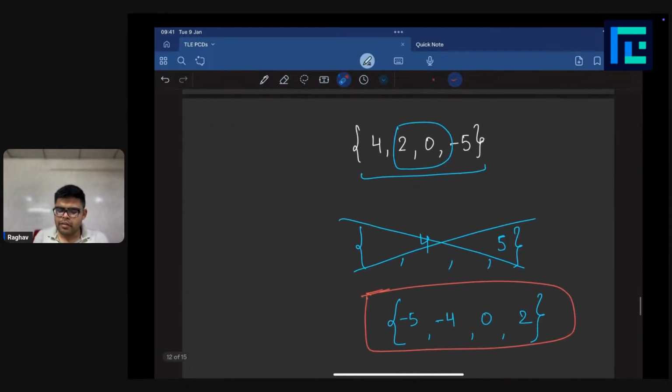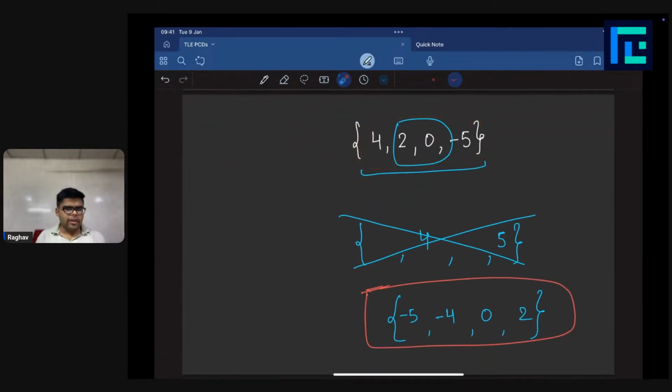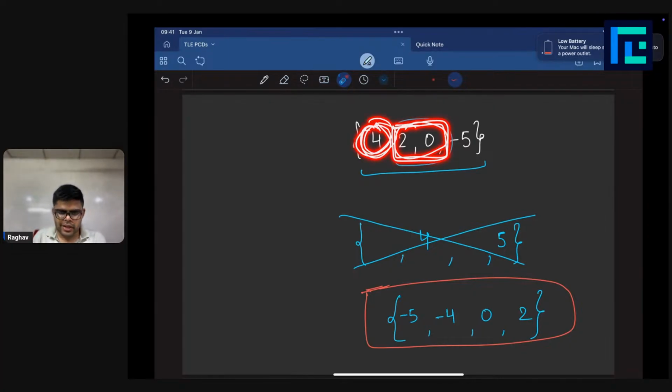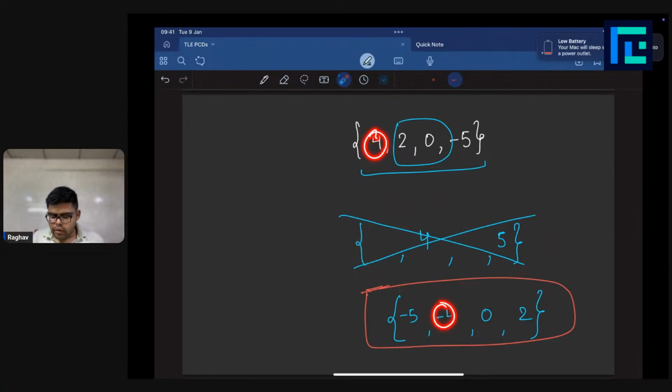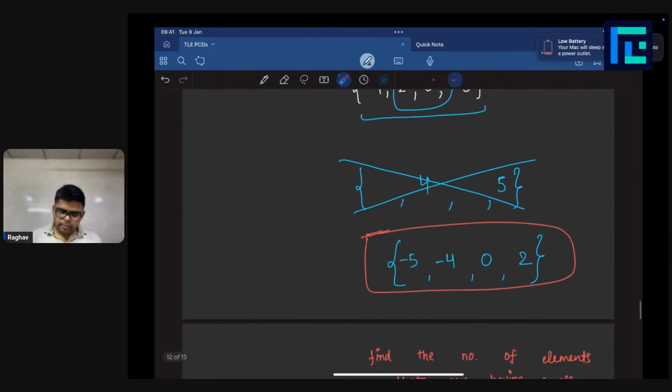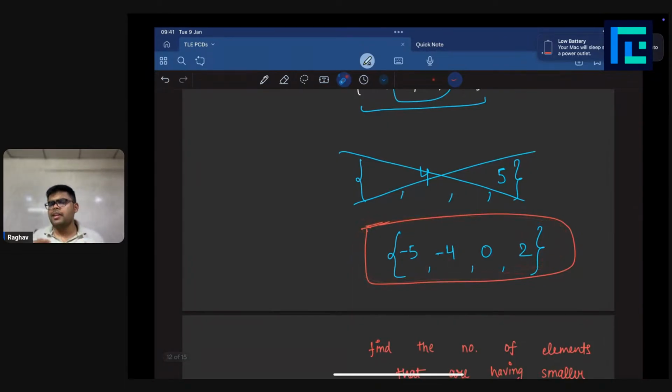In the second example, we had 4 2 0 and -5. So here we did realize one thing. If there are some elements that are smaller than the first guy, 4, and you keep the value of the first guy as positive, then all the people who were having smaller absolute value will always come on the left hand side in the sorted array. If you keep a negative value for 4, then you will have these people always come on the right hand side. So this is something that we realized there.